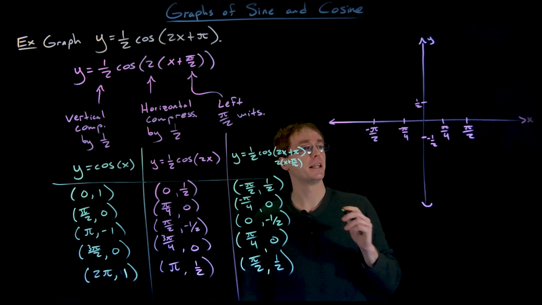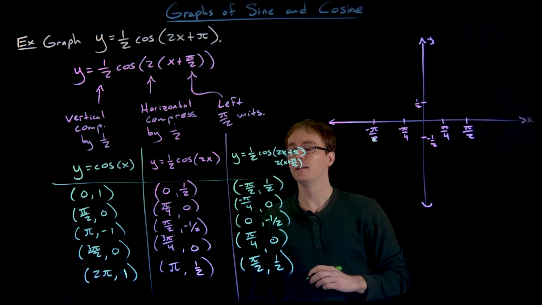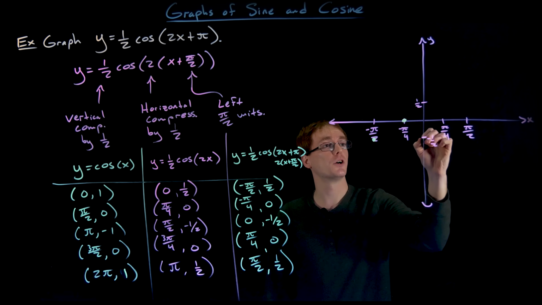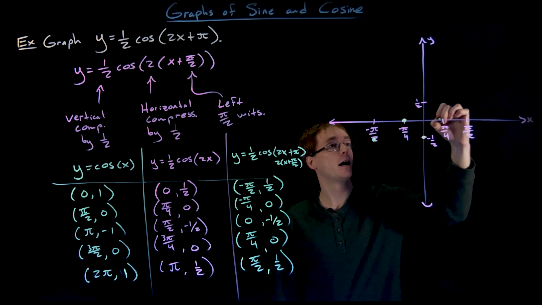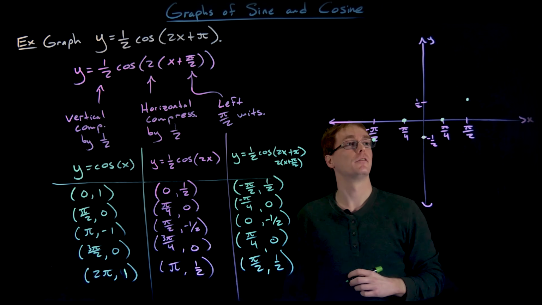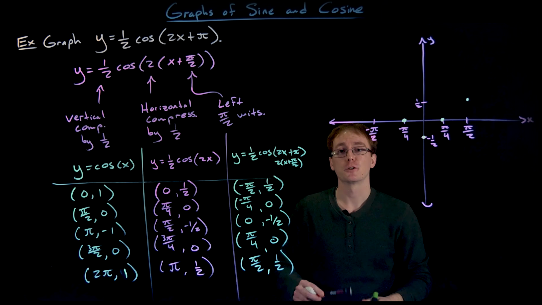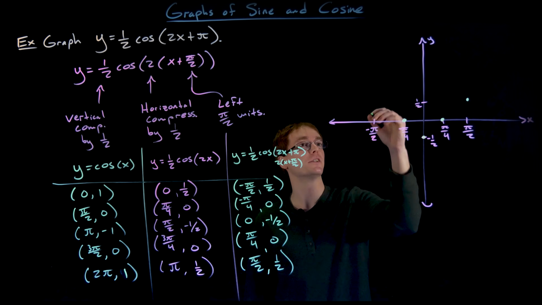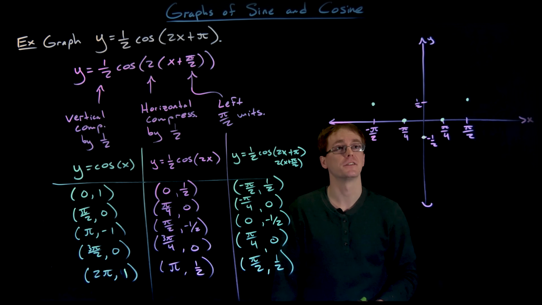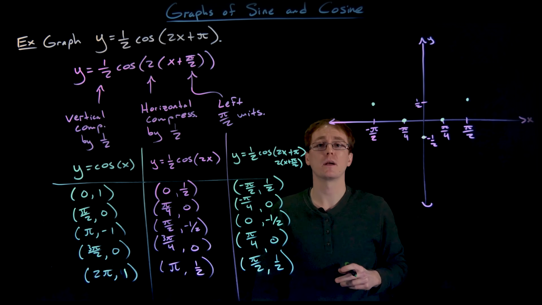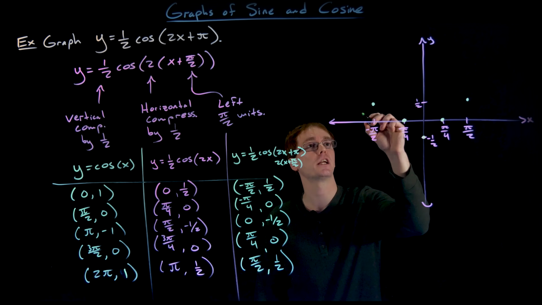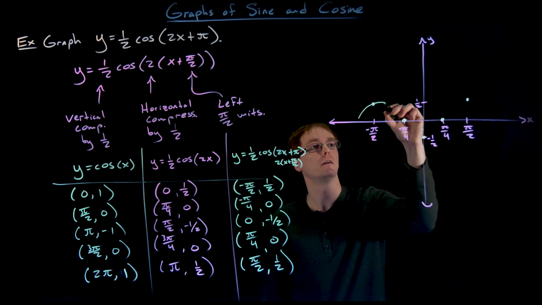So our first point is negative pi over 2, negative 1/2. Then we're at negative pi over 4, 0, followed by 0, negative 1/2, pi over 4, 0, and pi over 2, 1/2. So it looks like I made a mistake in plotting that first point, but I was able to catch it before it was a little bit too late. That first point should have been at negative pi over 2, positive 1/2 instead. So now we have our 5 points here, and we have to remember to also connect these points with the correct sinusoidal shape or cosine curve shape.